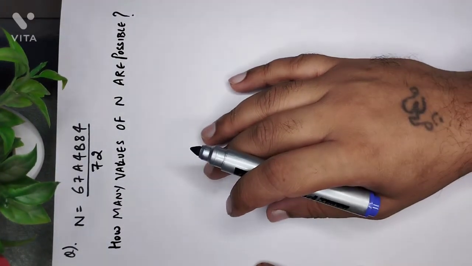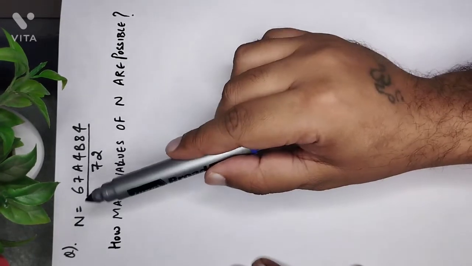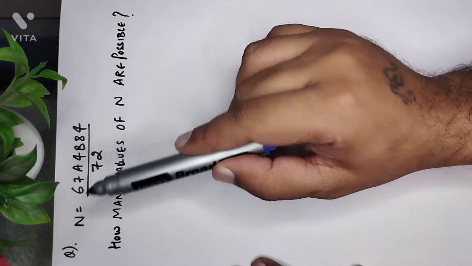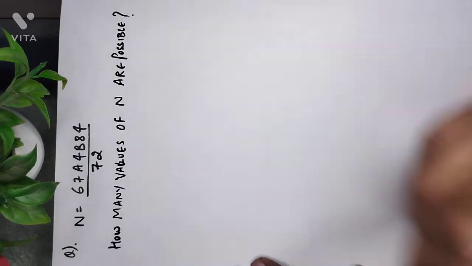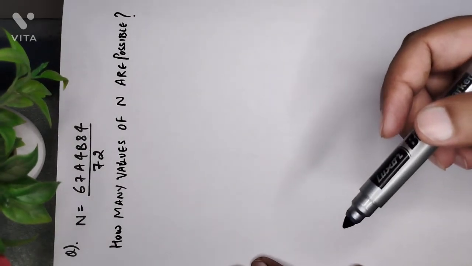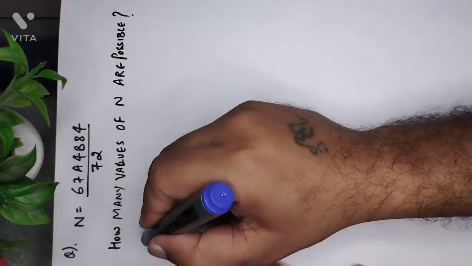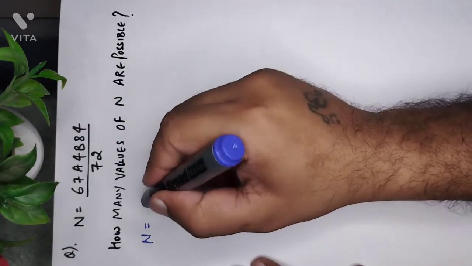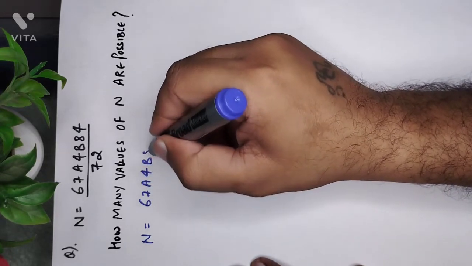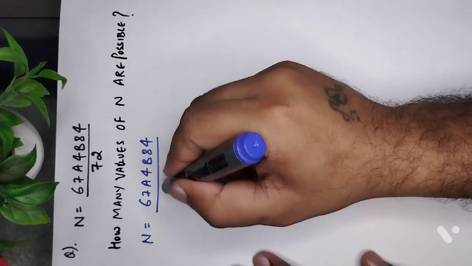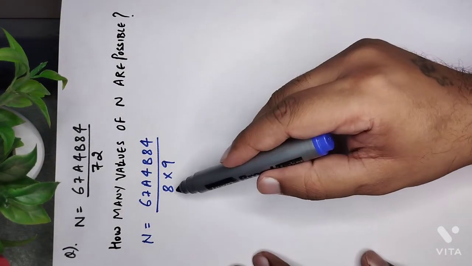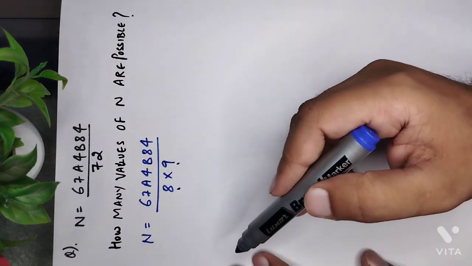Let us solve another question. The question says n equals 67a4b84 is exactly divisible by 72, and we have to find how many values of n are possible, that is, how many such numbers are possible. Now what we can do is see that this number can be written as a product of two numbers. We have this 8 and then we have this 9.